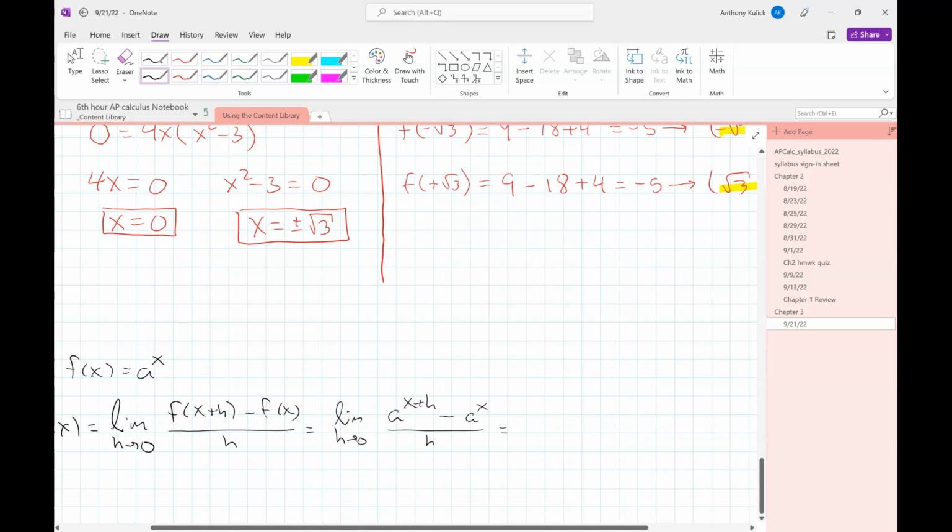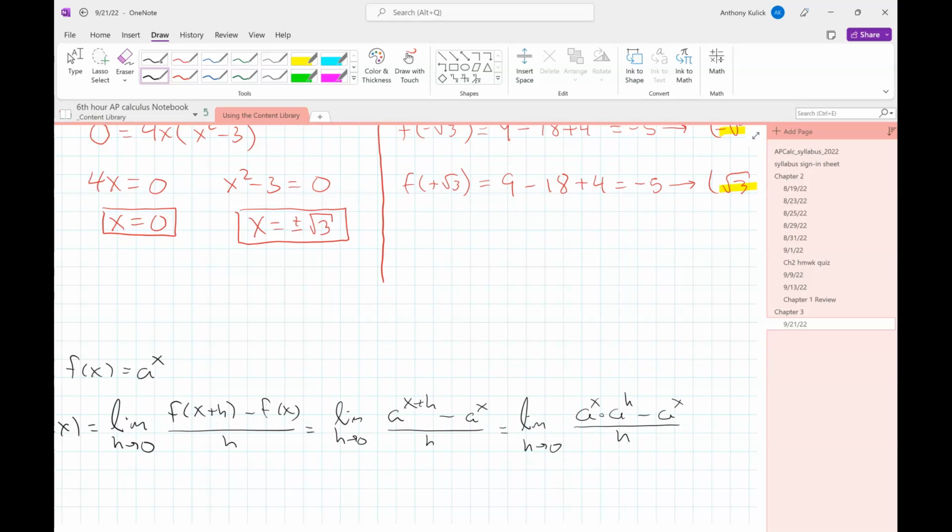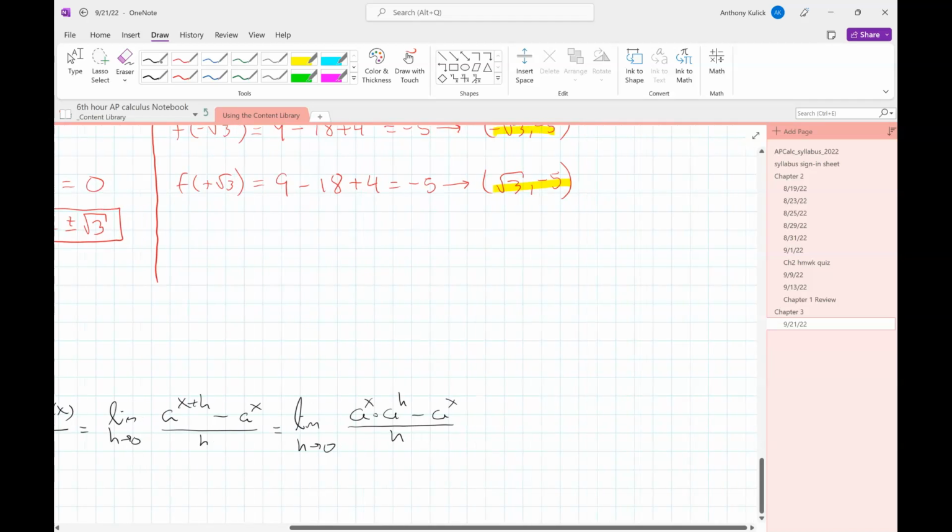Now, what can I do with this? Does anybody see a greatest common factor? Let's rewrite it a different way. Maybe it'll be a little bit more obvious. A to the x plus h is the same thing as a to the x times a to the h. Everybody agree with that? Now do you see a greatest common factor?